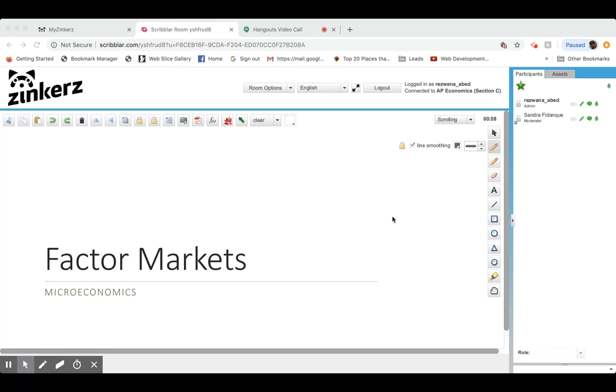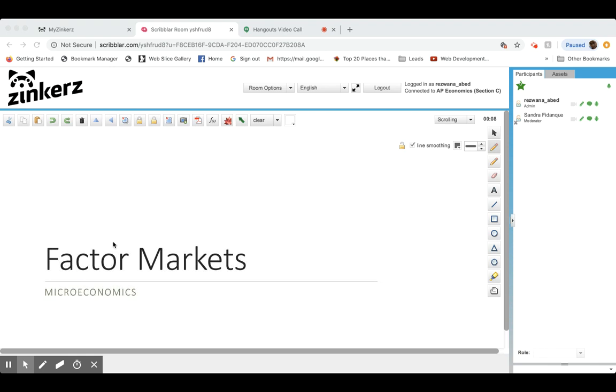So today we're getting started with factor markets. Factor markets are different than product markets, which is what we have been focusing on so far. With anything that we have really talked about so far, we have mostly just focused on product markets. I'm going to take you through the differences between factor markets and product markets and how they're different from each other.